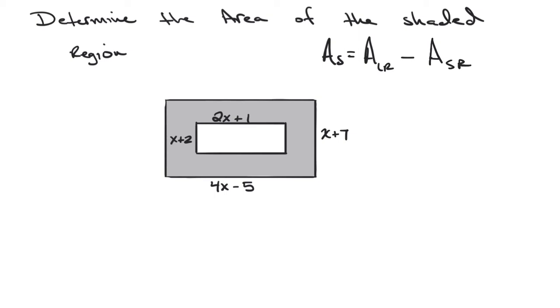So at this point I'm going to calculate the large rectangle and the small rectangle independent of one another, and then write up a subtraction problem. So here we go. Let's find the area of the large rectangle. I'll just use area L. The large rectangle is a binomial times a binomial. So I'll write this out as x plus 7, and you have to put it in parentheses when you do this, times 4x minus 5.